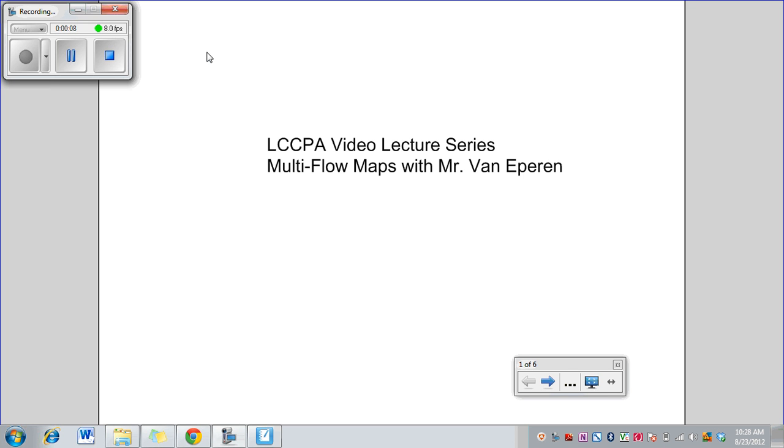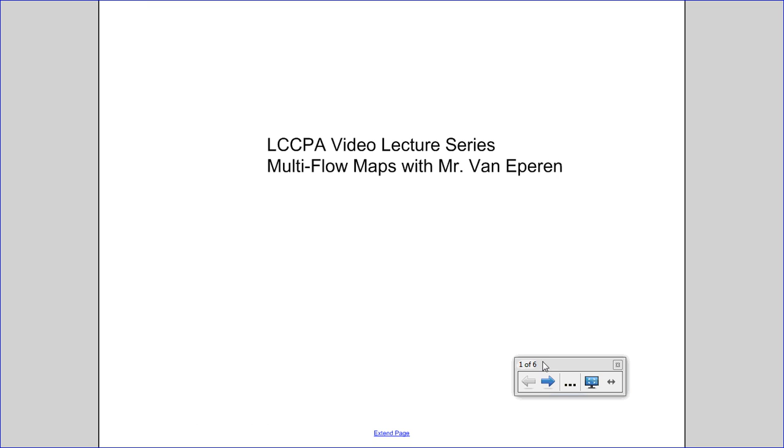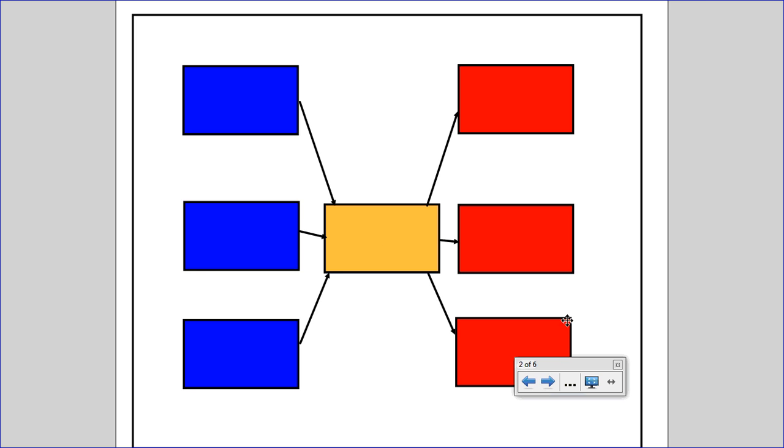Today we are going to be working on our active literacy model, and the tool that we are going to be working with today is going to be our multi-flow map. A multi-flow map, which looks like this.